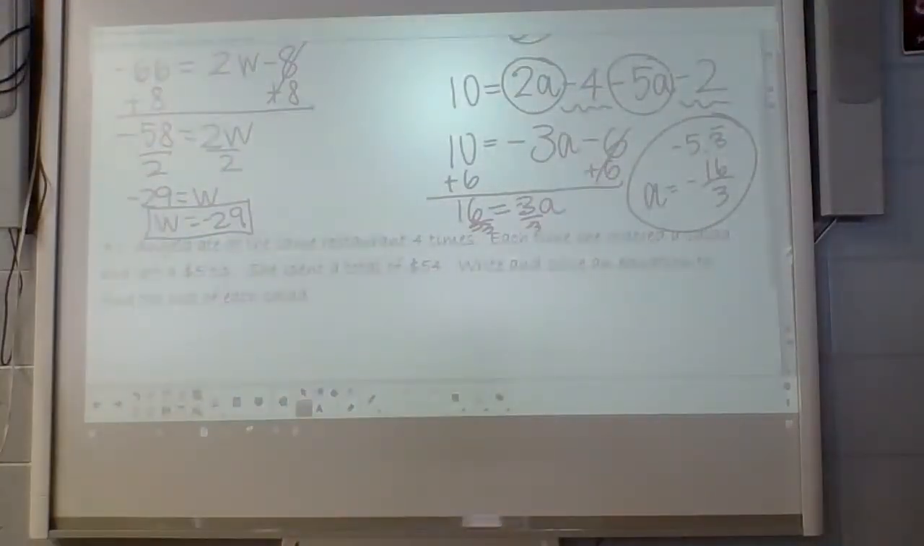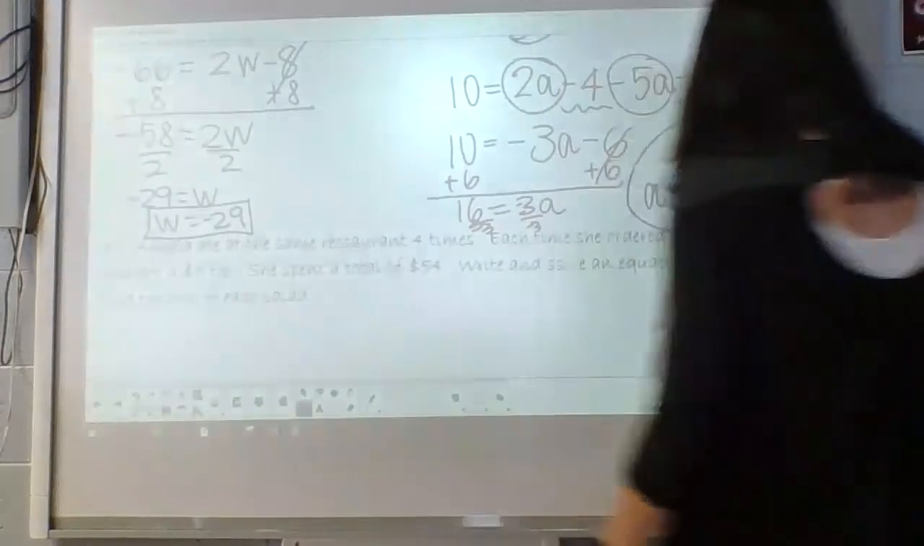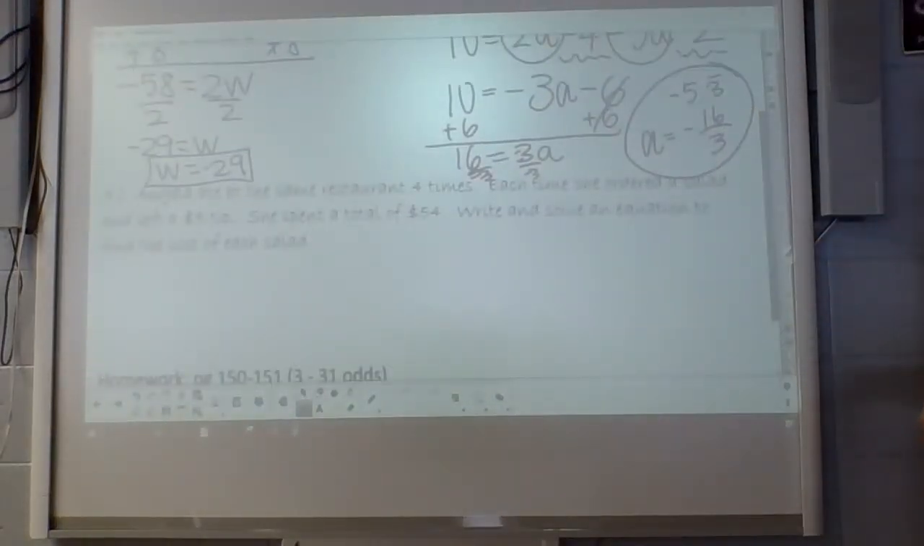All right. This next problem is kind of trying to put together some of these multi-step equations with a real-life situation here. So, Angela ate at the same restaurant 4 times. Each time she ordered a salad and left a $5 tip. She spent a total of $54. Write and solve an equation to find out the cost of each salad.